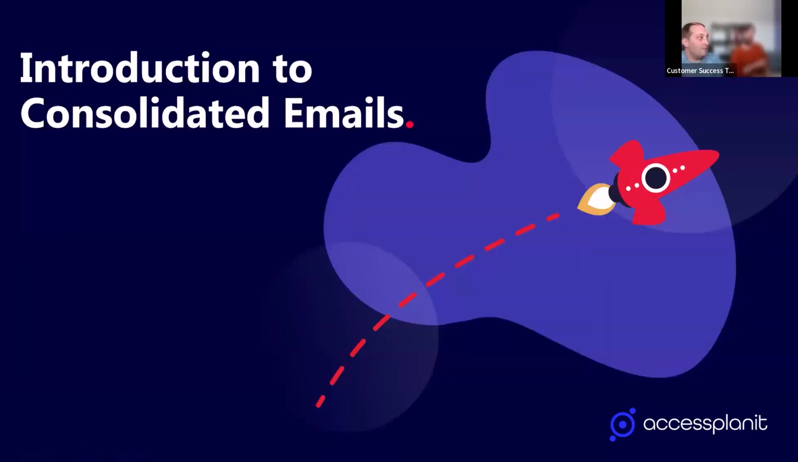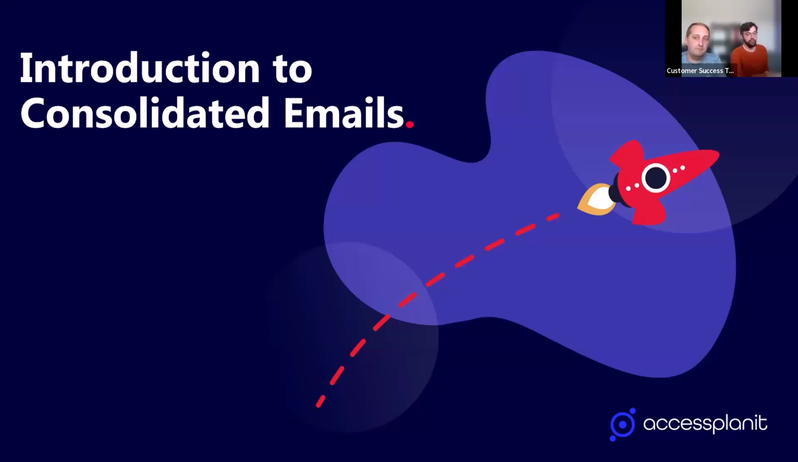Perfect. So, yeah, we'll jump straight in. Nice one. So, for those of you who are not aware, consolidated emails are generated when a recipient was due to receive more than one email for the same workflow action. Now, instead of receiving multiple emails, they can instead receive a single consolidated email. This means that you can communicate more efficiently with your customers and with the team.